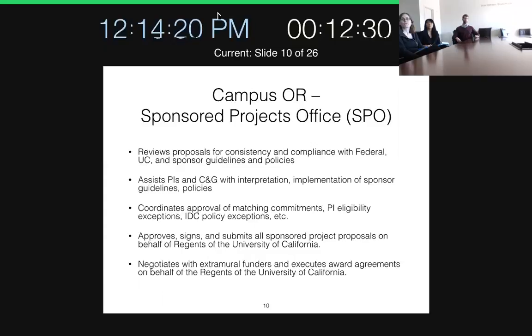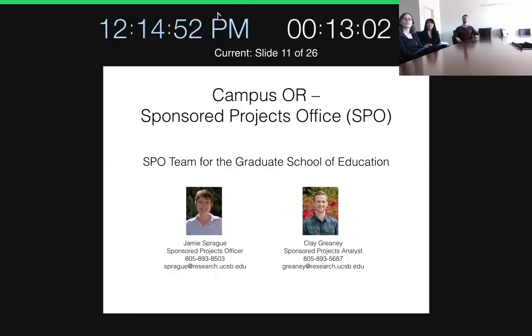Approves, signs, and submits all sponsored project proposals on behalf of the UC Regents, which is really who we're working for. We're agents for the... And negotiates with extramural funders and executes agreement awards on behalf of the Regents. So basically we're doing this, preparing it. Our contracts and grants office is getting all this together. And it's Jamie and Clay's job to see whether or not it matches what the UC requires.